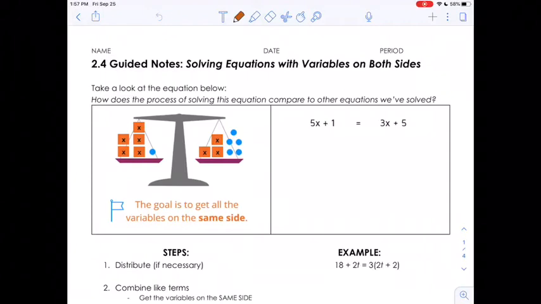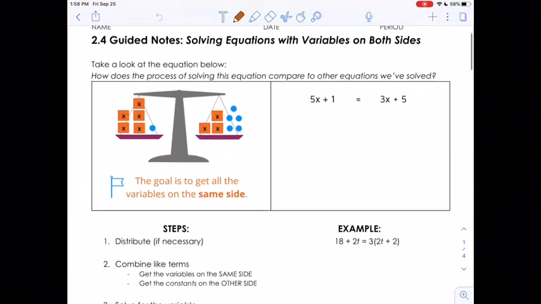In this video, I'll be going over 2.4 guided notes on solving equations with variables on both sides. This is our third week of solving equations with variables. What we're going to be adding on today is that there will be variables on both sides of the equation, and we're also going to revisit the distributive property.